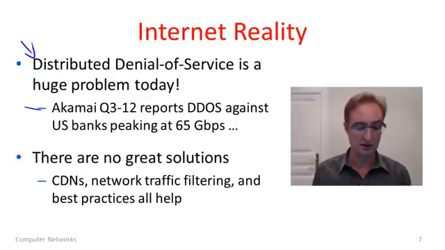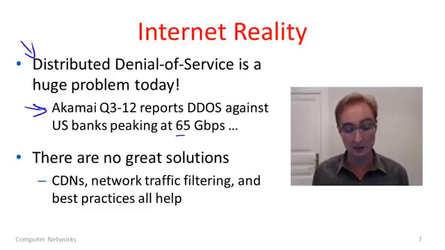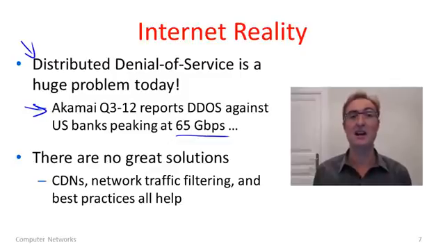Akamai, who monitors the state of the internet, in their third quarter of 2012 report, described that DDoS attacks were on the increase and that actually against the US banks they peaked at 65 gigabits per second of traffic flooding the banks. That is a lot of attack traffic, and you can imagine that could be very hard to deal with, and it could overload pretty much any server you could come up with. Wow, so that's kind of nasty that anyone can just send packets and overwhelm other internet hosts.